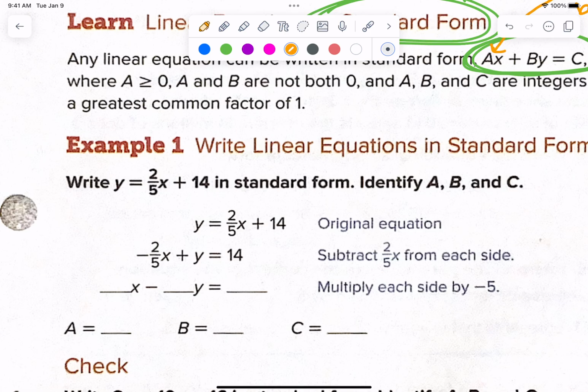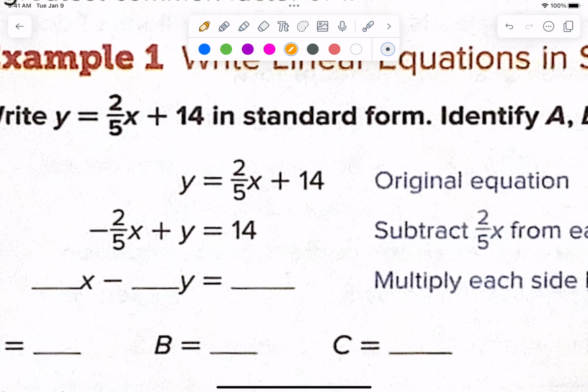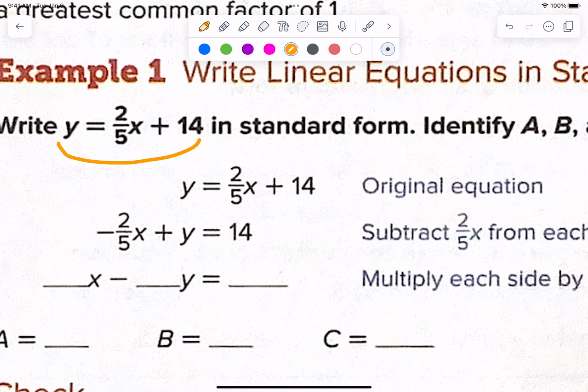All right, so we're going to go down to example 1, and I am going to follow along their instructions. They want us to write this in standard form. Do you know what form it is in right now? mx plus b, that's slope intercept form. It's really nice to graph in. I would go up to 14 and then go up 2/5, and graph it that way. But they want it in standard form.